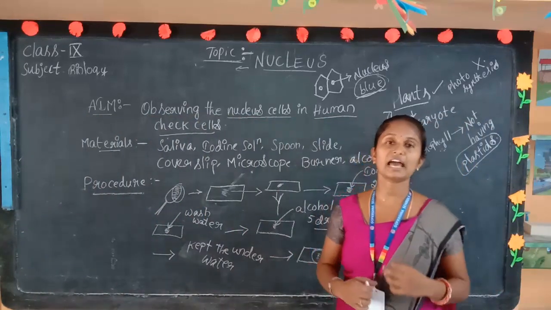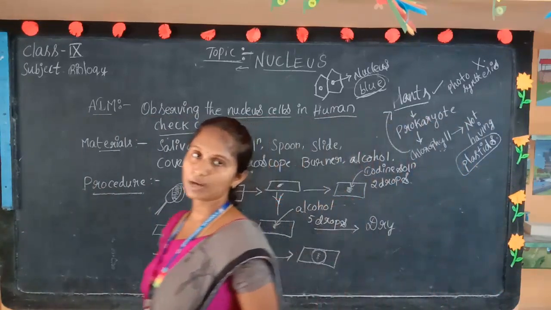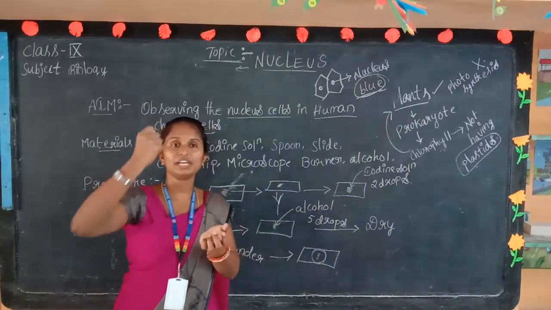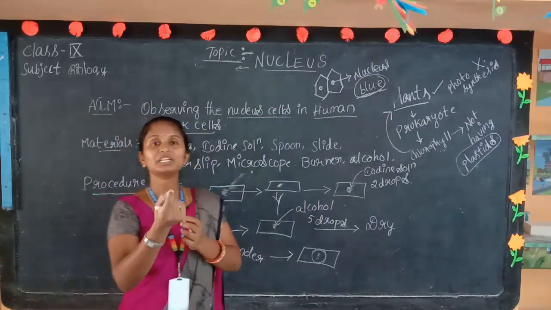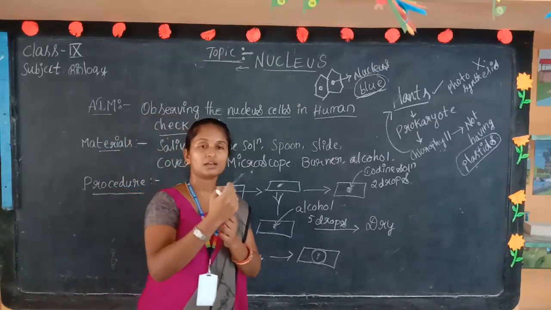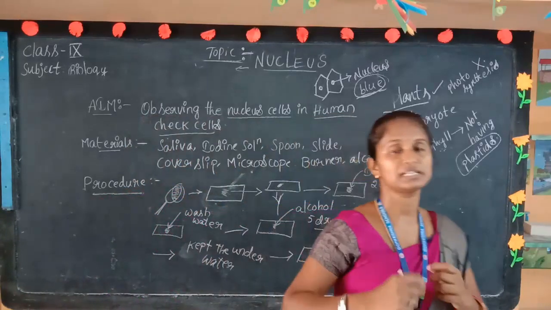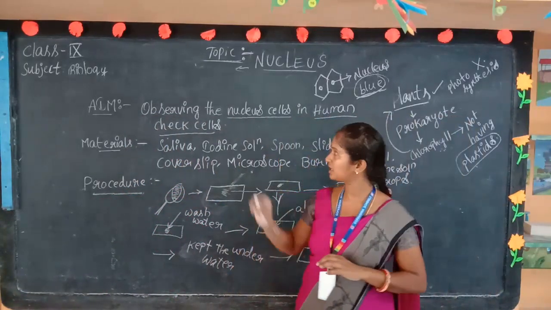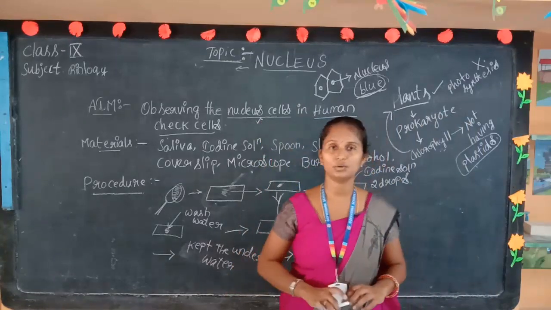That's why every part of our body has the nucleus. The cells have the nucleus to divide, not only cheek cells. When you pluck your hair, the tip has a white round bubble. That bubble also has the nucleus. The full organism is divided with the help of the nucleus only.